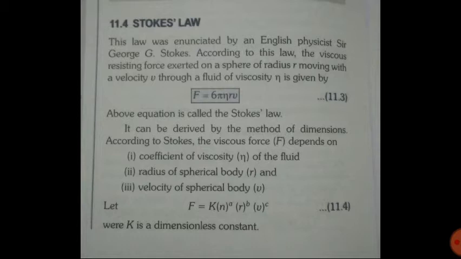This law was enunciated by an English physicist, Sir George G. Stokes. According to this law, the viscous resisting force exerted on a sphere of radius r moving with a velocity v through a fluid of viscosity eta is given by. So suppose we have a sphere of radius r, an object of spherical shape, flowing through a liquid whose viscosity is eta, and the velocity of the object is v.